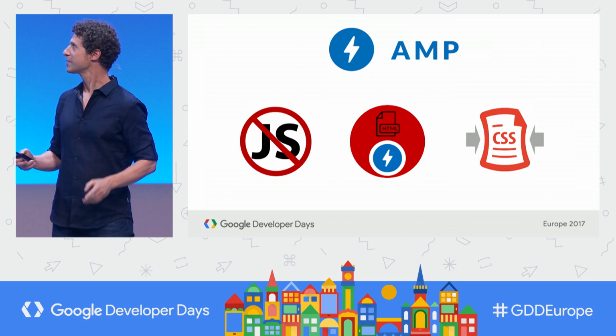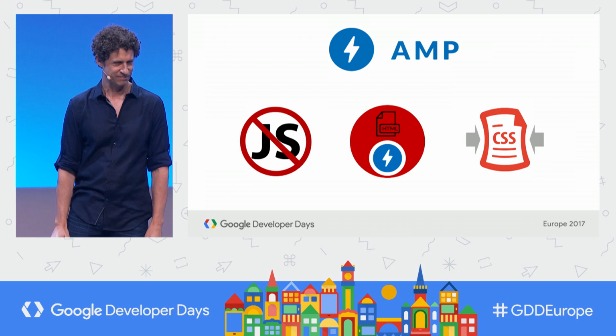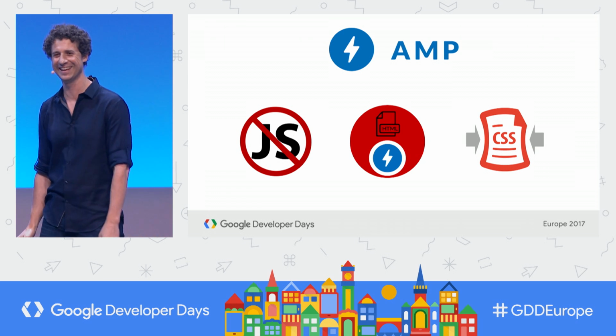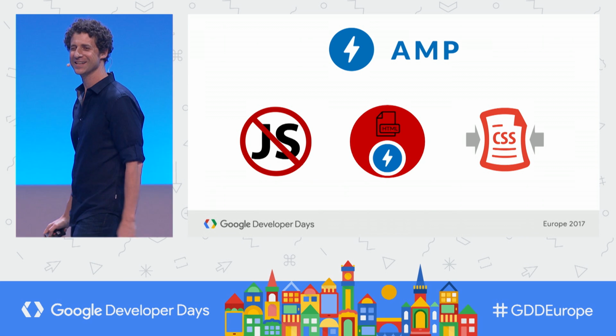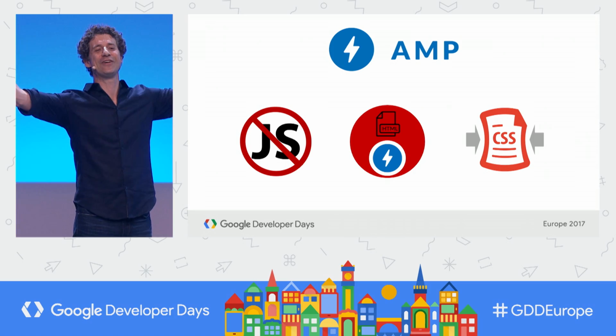The first thing up there: AMP allows you to write no JavaScript. No JavaScript at all. So we had a little bit of applause. Probably some people are crying. People are clapping. Yes, you're free, you're free. You can still use JavaScript, but not on an AMP page.